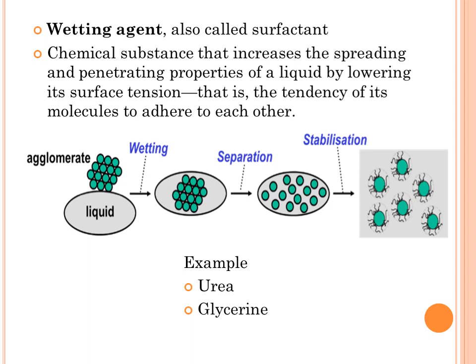Now normally wetting agents used in case of printing are urea and glycerin. These act as solvent cum wetting agents, hygroscopic agents also. So here from the picture it will be more clear to you.